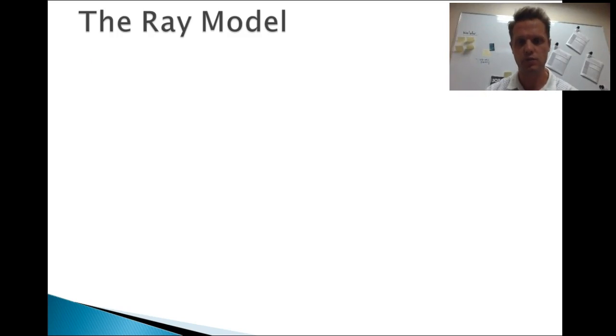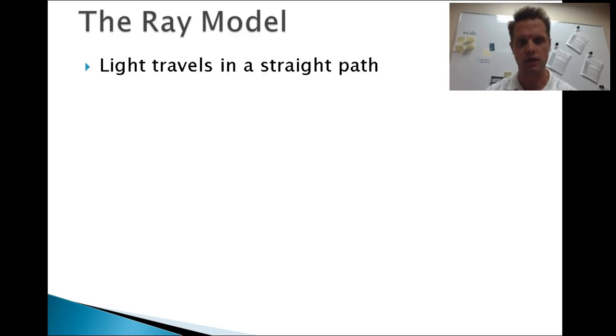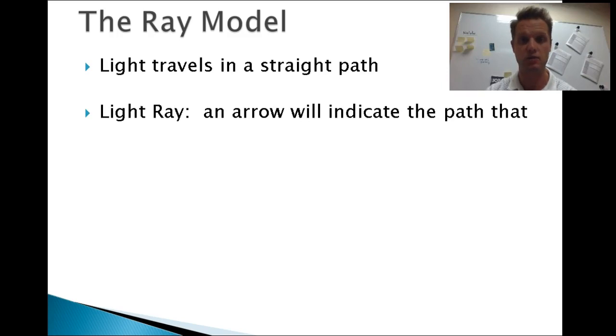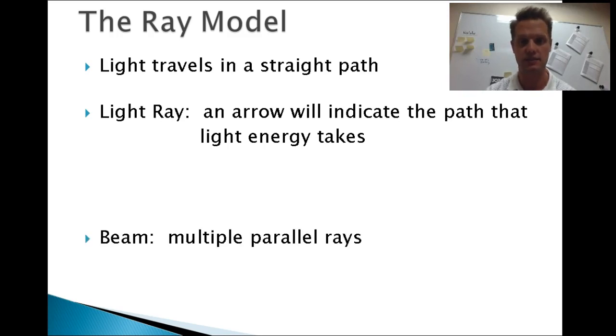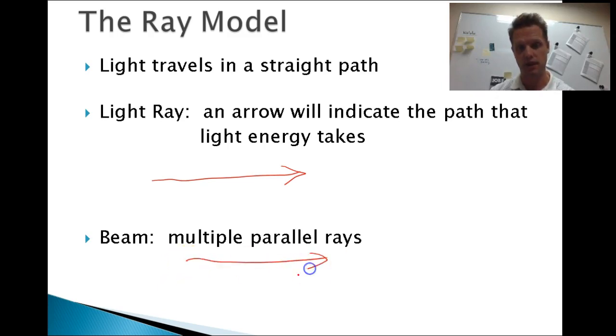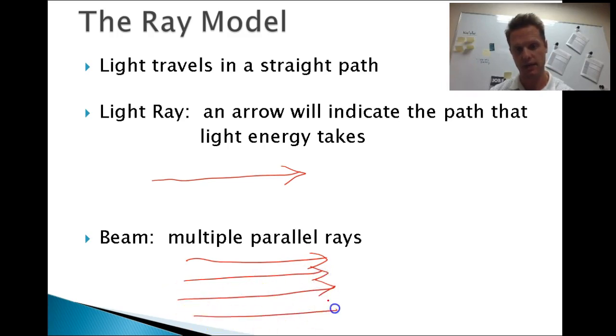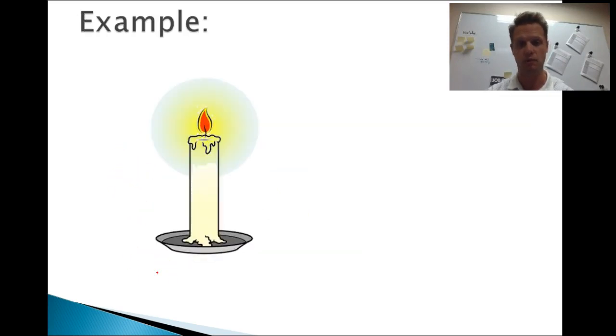So, in order to do this, we have to know what the ray model is, and we know this already. We know that light travels in straight paths. We know an arrow can be used to show the path that it's going to take and the light energy that it takes. Okay, so if we take a look, this, just a straight line, I should have used my ruler, oops, that is a light ray. A beam is multiple parallel rays. So if I got multiple parallel rays, that means that they're going in the exact same direction. That's a beam of light.